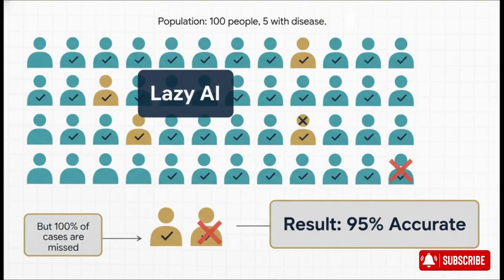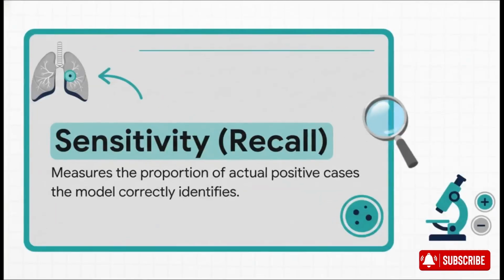Just imagine a really rare cancer that only affects, say, 5% of the population. Well, a lazy AI that simply predicts no cancer for every single person is going to be 95% accurate. Sounds amazing, right? But it's clinically worthless because it misses 100% of the actual cancer cases. This is exactly why we have to look deeper. And this is precisely why we need better, more nuanced metrics, starting with sensitivity.